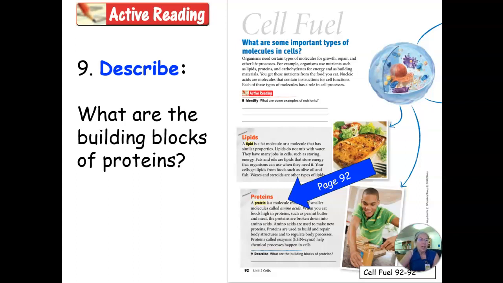And so, question number 9. What are the building blocks of proteins? That should be a pretty easy one, I hope.